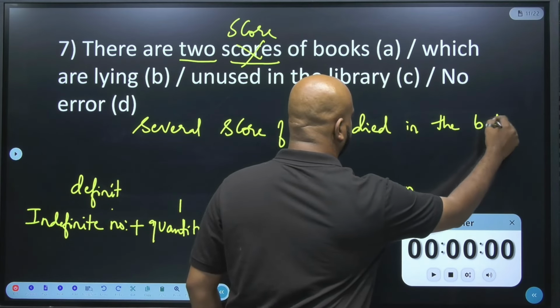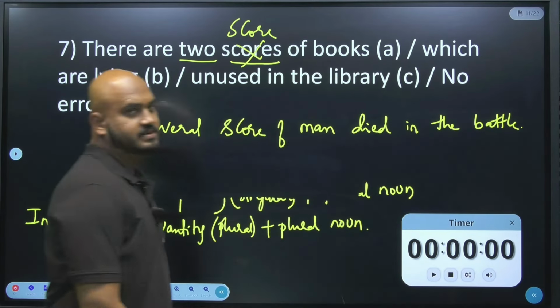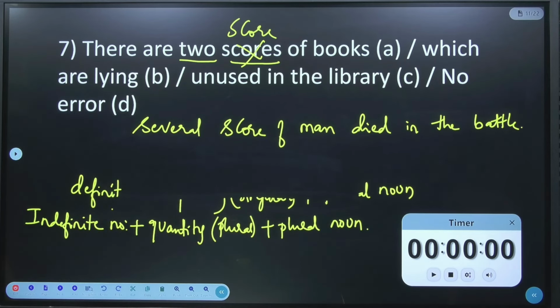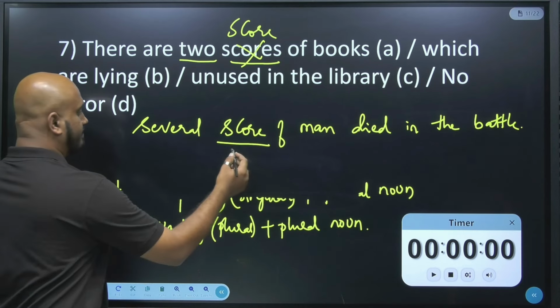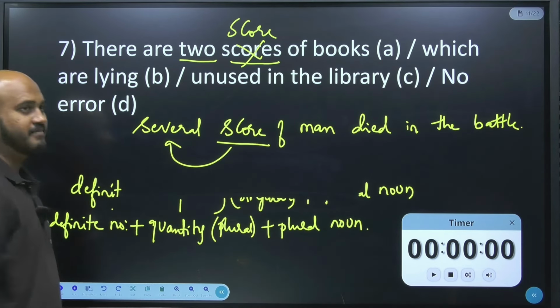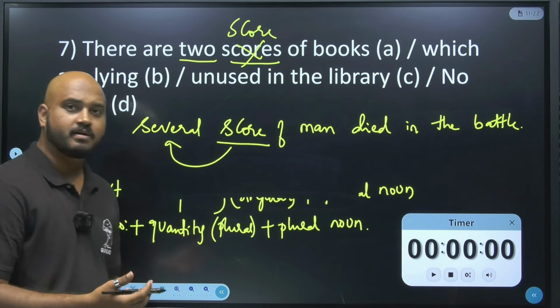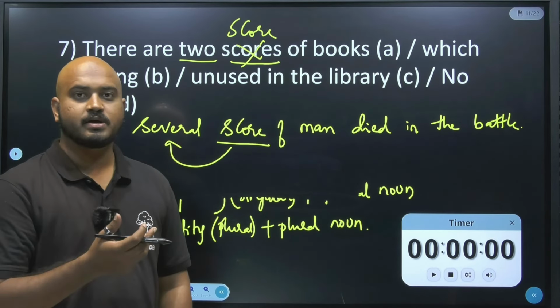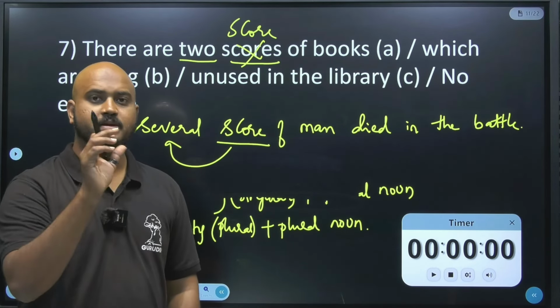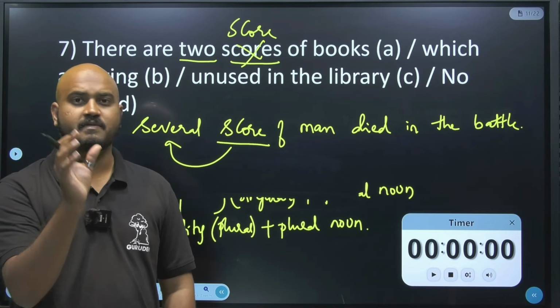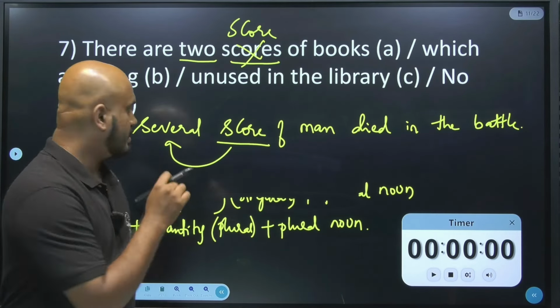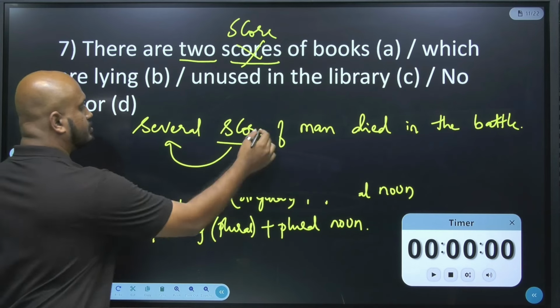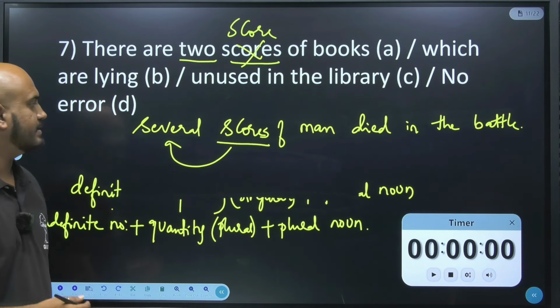This is one such example that I'm giving you. Could you tell me what is the error? Several score of men died in the battle. Obviously, you would say, look at the quantity. Before that, what is the word you have? Several. Now, when you talk about the word several, it is not giving me any fixed number. So clearly, it is indefinite. I mean, it is completely non-specific. I don't have any specific number. And hence, according to the rule, this particular quantity should become plural. So then in that case, it would be correct.